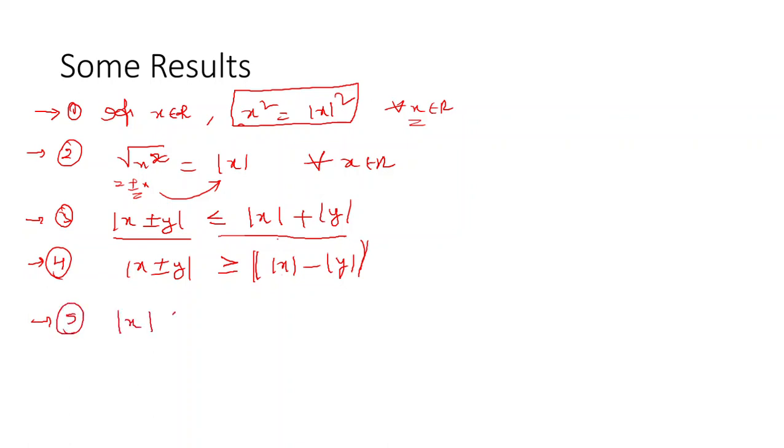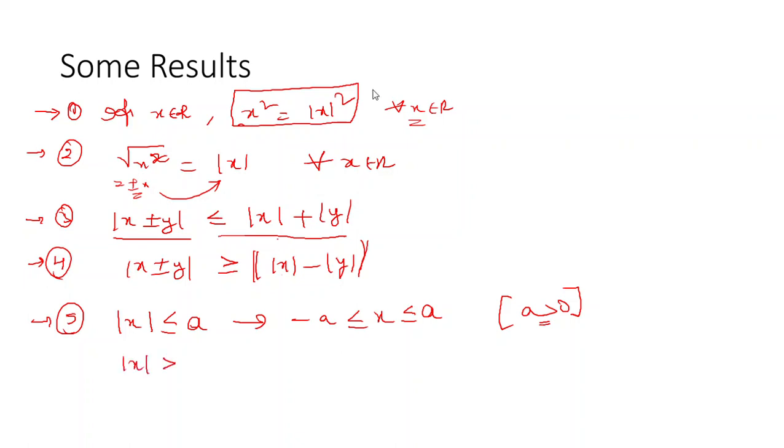If mod x is less than or equal to a, then this implies that minus a is less than or equal to x, which is less than or equal to a. And a should always be greater than 0, because mod cannot be less than a negative number.